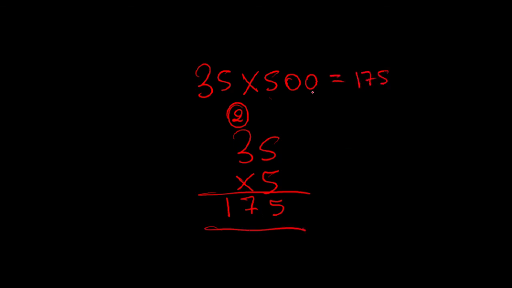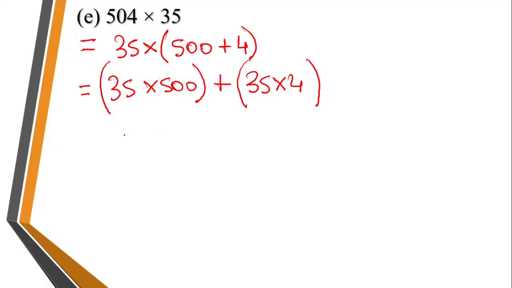But not only that much, here we ignored 2 zeros, so we will add them. Now here we will get our answer as 17,500. So this will be 17,500. Now there is our answer. Plus here we should do 35 into 4. So let's start multiplying them.